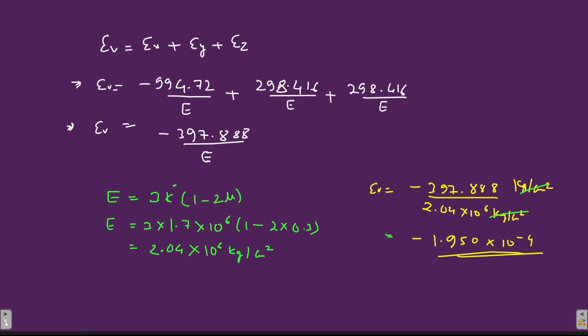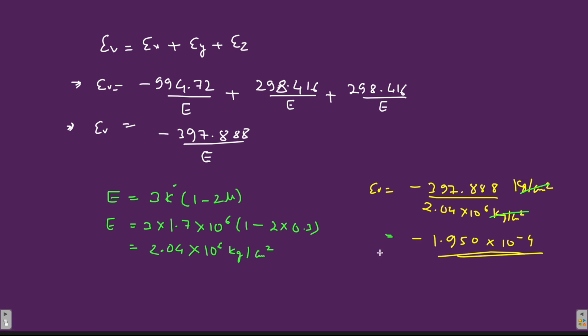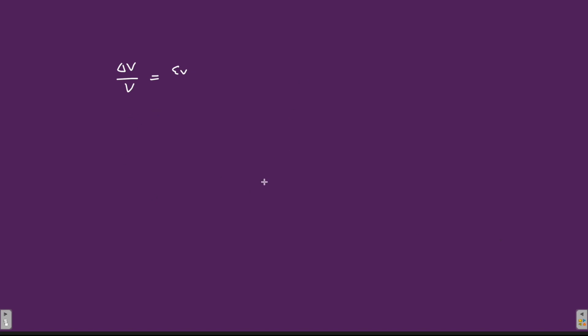So delta V by V was the volumetric strain. We have got the value of volumetric strain. It is minus 1.950 into 10 to the power minus 4. Now, what is the volume of the cylinder? Can we find it out? We haven't yet found out the volume of the cylinder.